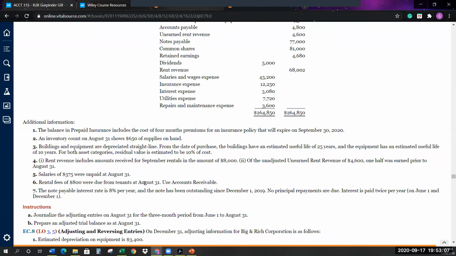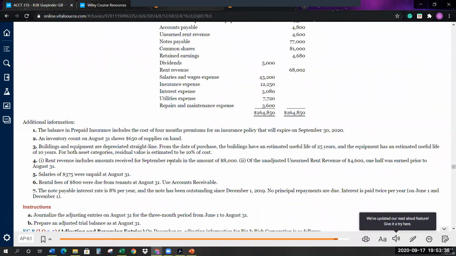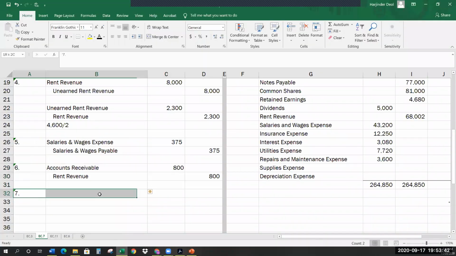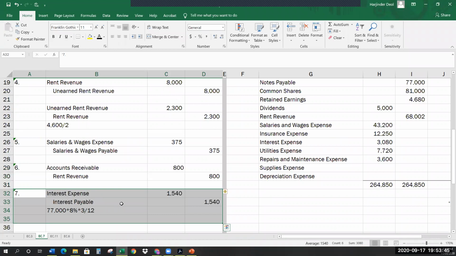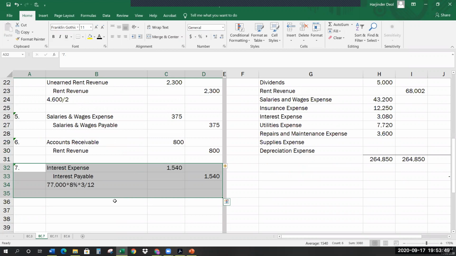Yeah, tricky, right? Okay, so the last one then is the notes payable interest rate is 8% per year. And the note has been outstanding since December the 1st, 2019. No principal repayments are due. Interest is paid twice per year on June the 1st and December the 1st. So if we look at our notes payable here, your notes payable liability is $77,000. There is no principal repayment that has happened and our interest rate is 8%. So what they are basically, indirectly, telling you is to calculate and book your interest expense. So debit to your interest expense and credit to your interest payable. At the end of the period, if there is anything related to interest, you have to book it. So the principal of 77,000 times the 8% times 3 over 12 months of the adjusting period.